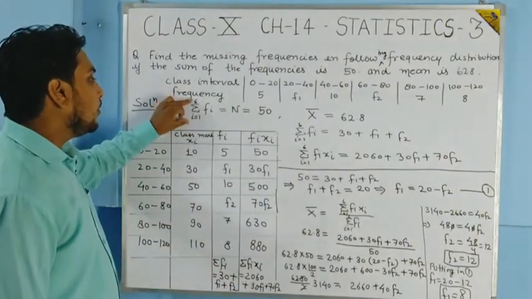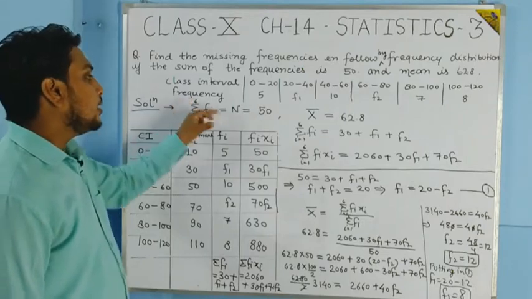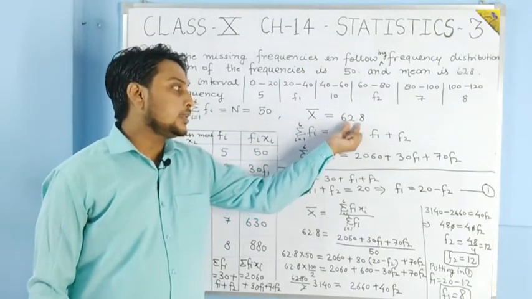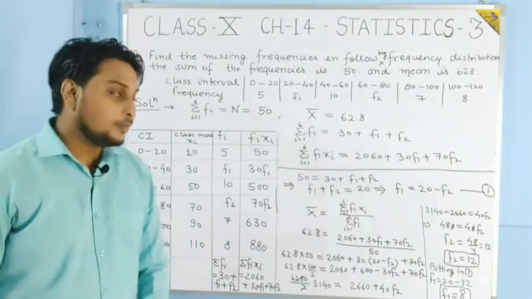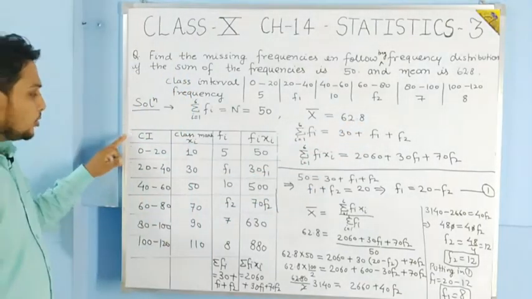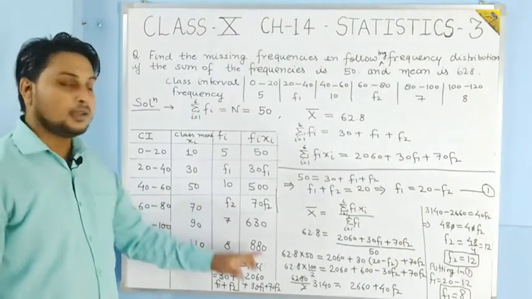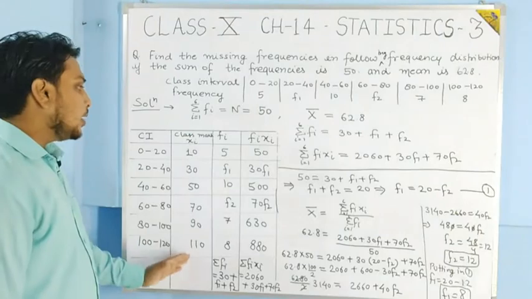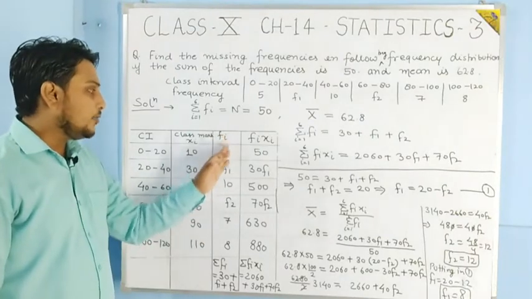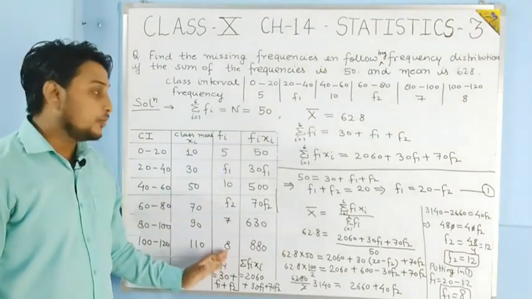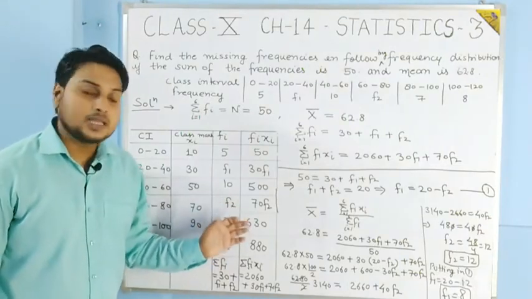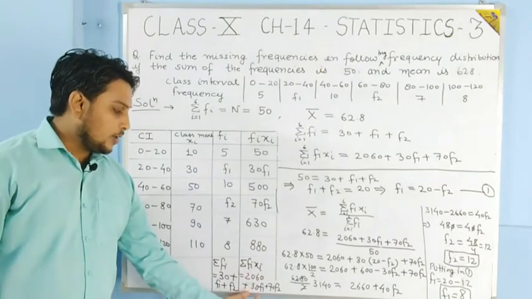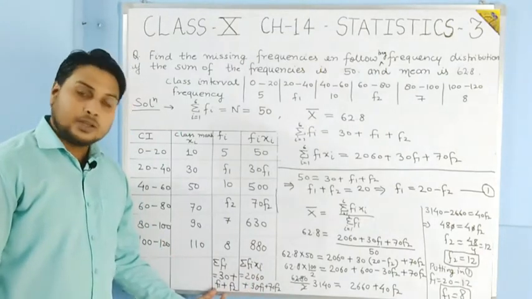One more time I am repeating what I have done here. Firstly, we have the sum of frequencies, that is 50, and then the mean, that is 62.8. After this students, we have filled all the data in the table. Firstly we have written the class interval, then we have found the class mark. After that we have written the value of Fi, meaning frequencies, and then we have found the FiXi. After this we have found the sum of FiXi and the sum of frequencies.